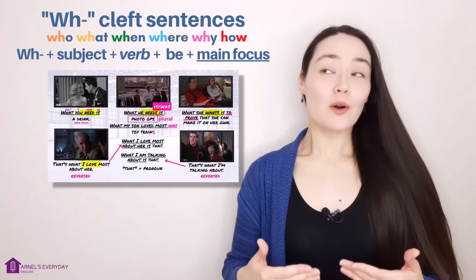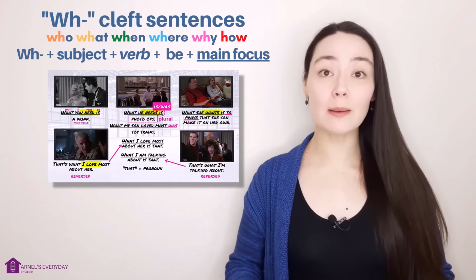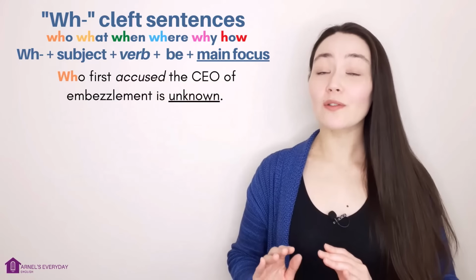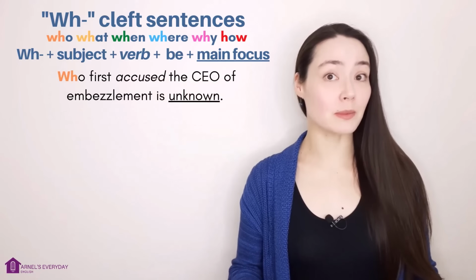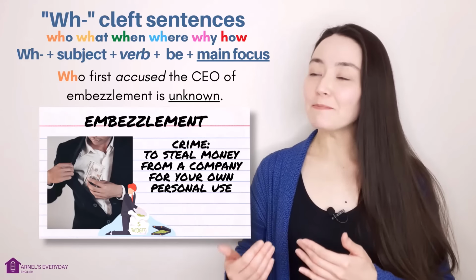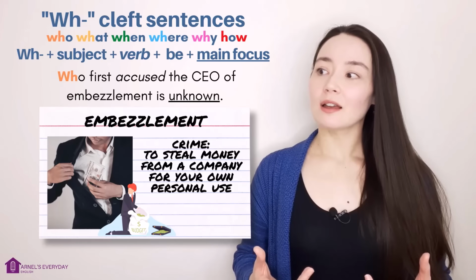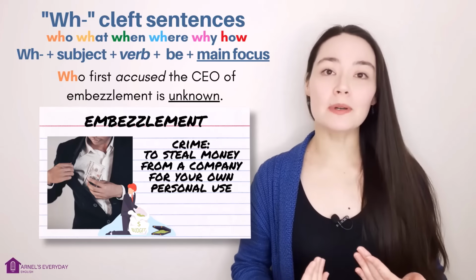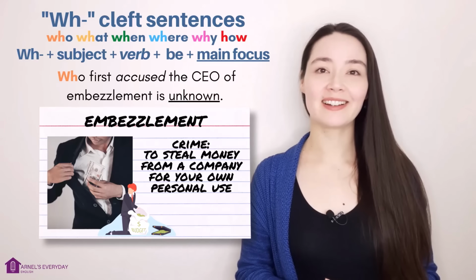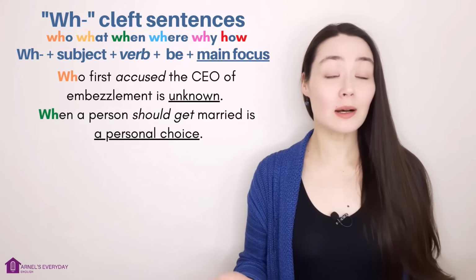Okay, we've looked at quite a few cleft sentences beginning with what, but of course there are other WH words. Who first accused the CEO of embezzlement is unknown. Embezzlement is a crime. It means stealing money from a company to use for your own personal things. When a person should get married is a personal choice.